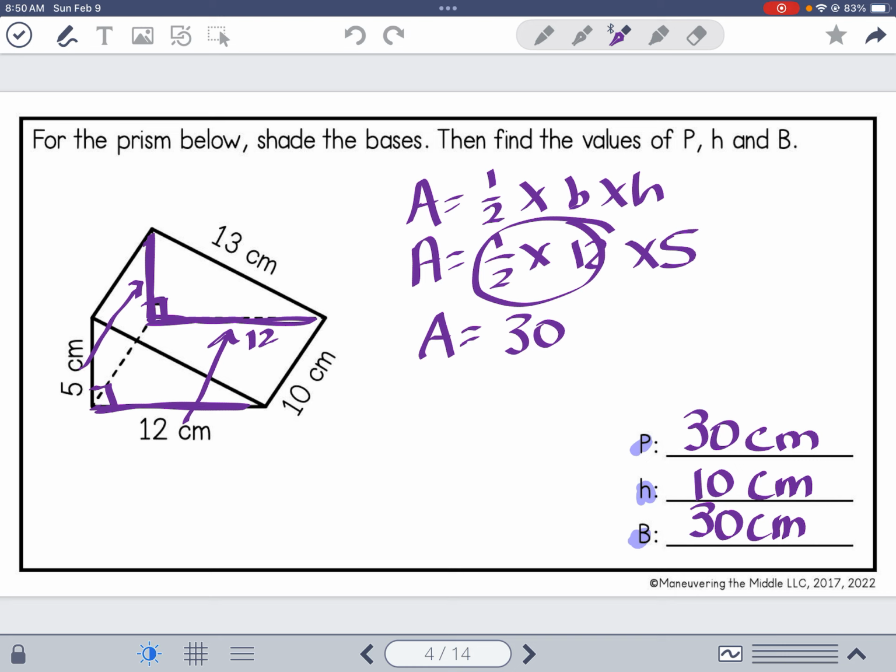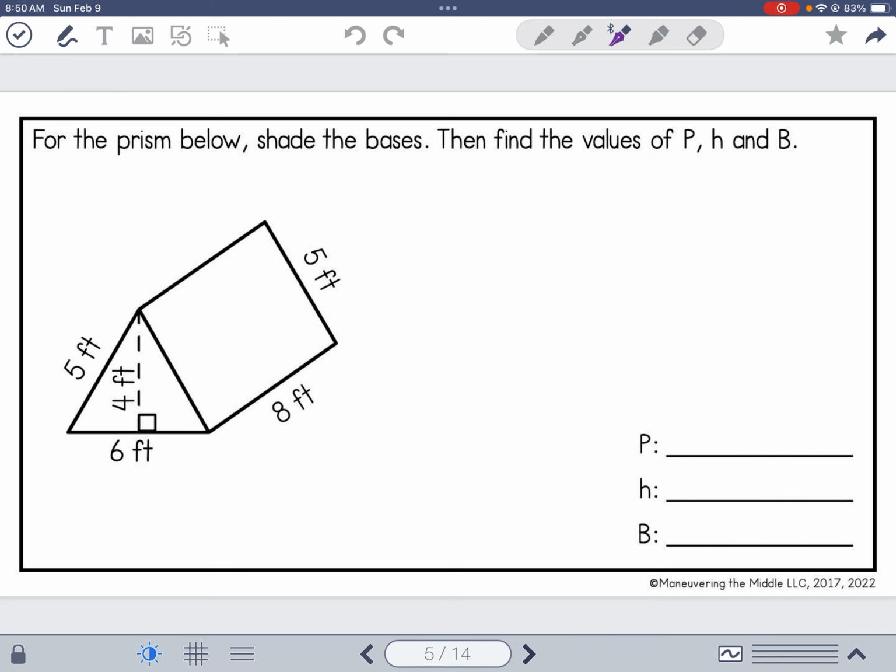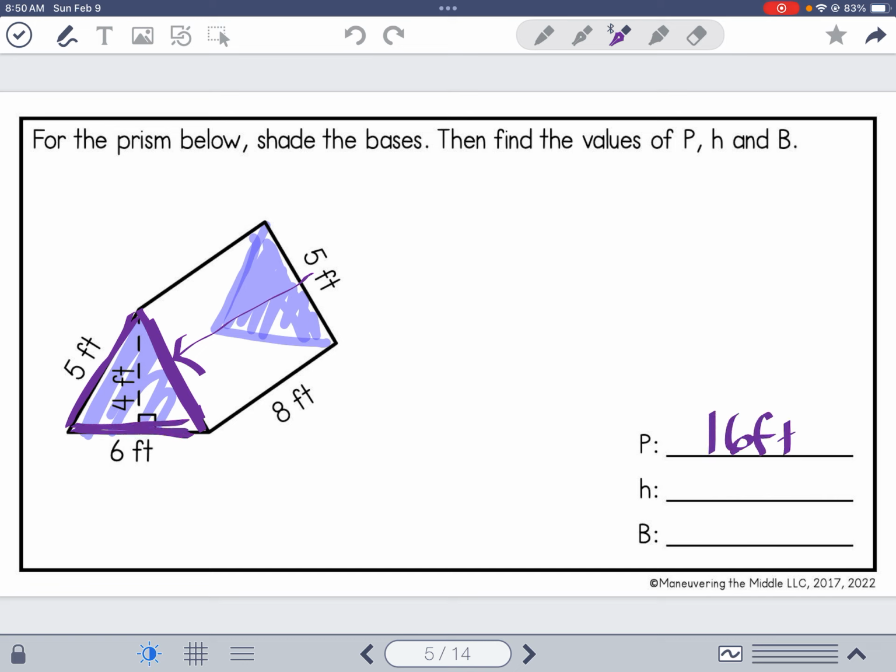All right, let's look at the next one. We're not practicing the formula yet. We're just practicing P, H, and B. So remember, if I was to close that, there's my 2 bases. To find the perimeter, I would take 5 plus 5 plus 6, which would give me 16 feet.